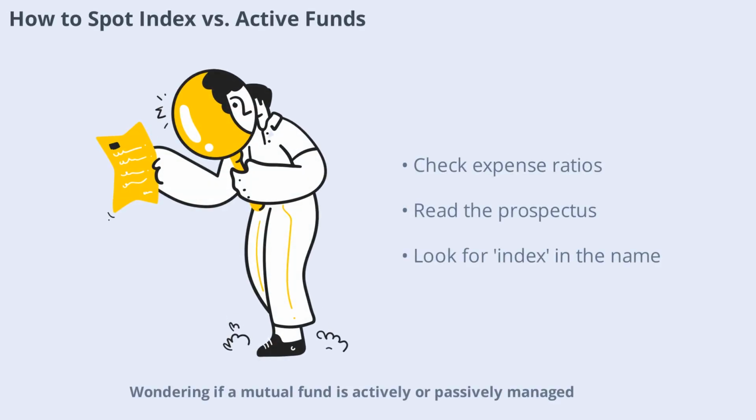Wondering if a mutual fund is actively or passively managed? Start by checking the expense ratio. Index funds are usually much cheaper. Next, read the fund's prospectus and look for words like index or benchmark. If the strategy focuses on tracking a market index, it's likely passive. If it talks about picking undervalued stocks or beating the market, it's active. This simple check can help you avoid unnecessary fees and complexity.